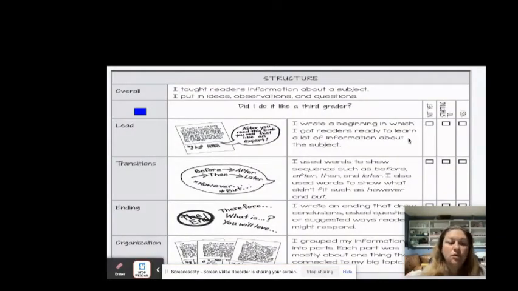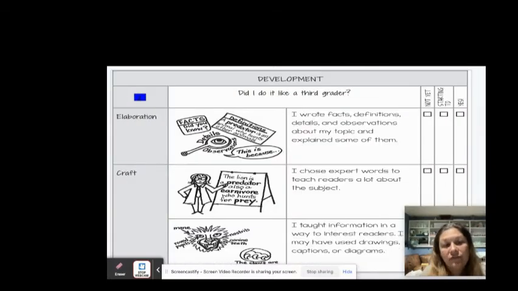So this is your checklist or part of it. It's a two-part. So you have that page and you have this page. And we're going to talk about it.